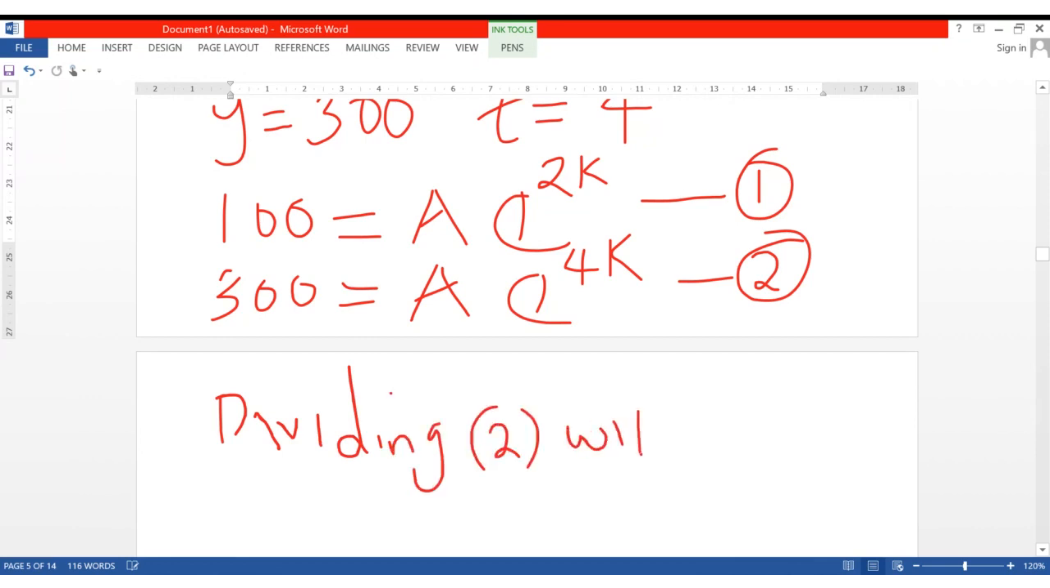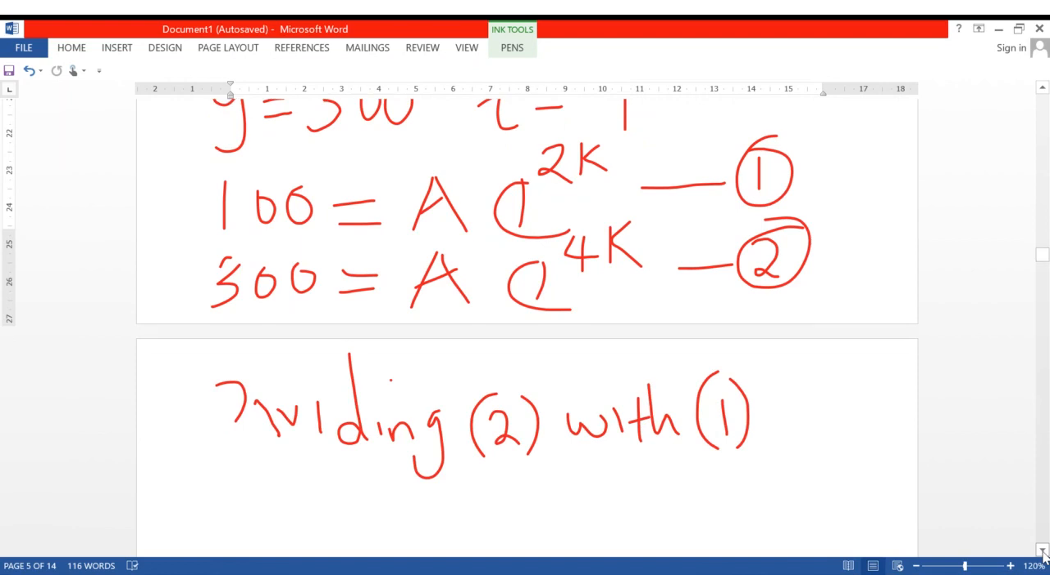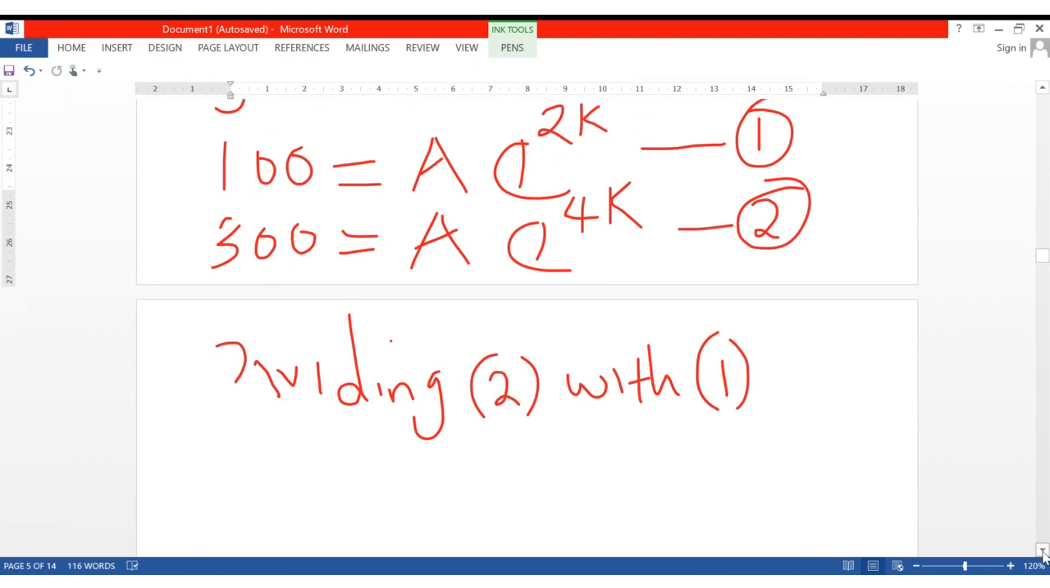Two with 1. So let's divide. Dividing the way it is, we have the equal sign. I'll take the bigger divided by the small one. So I'll have this side 300, all over 100.